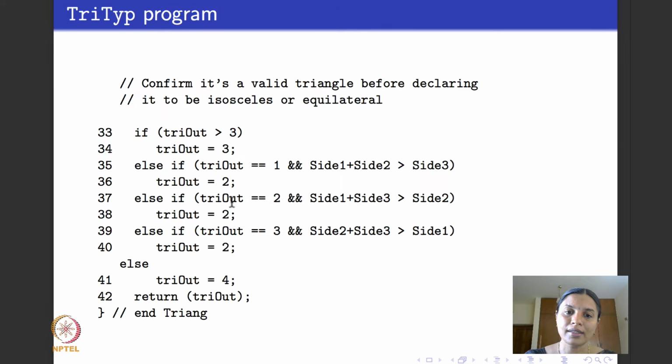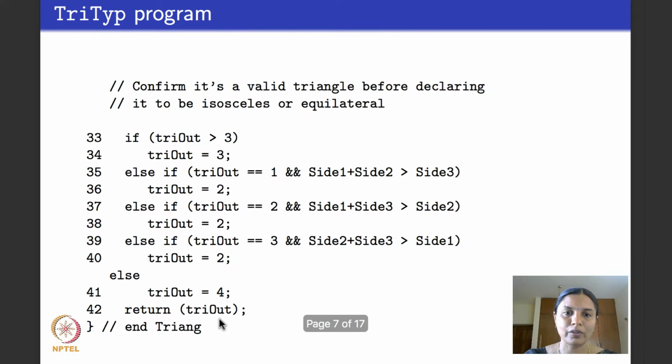In all the cases, it sets tryout to be 2 because that's what it has to output if the triangle is scalene, and it returns that. Otherwise, if any of these conditions are violated, it says it's not a valid triangle and returns it. So that brings us to an end of the code.